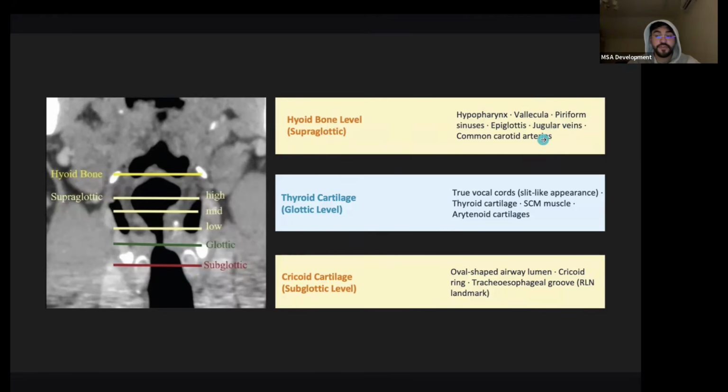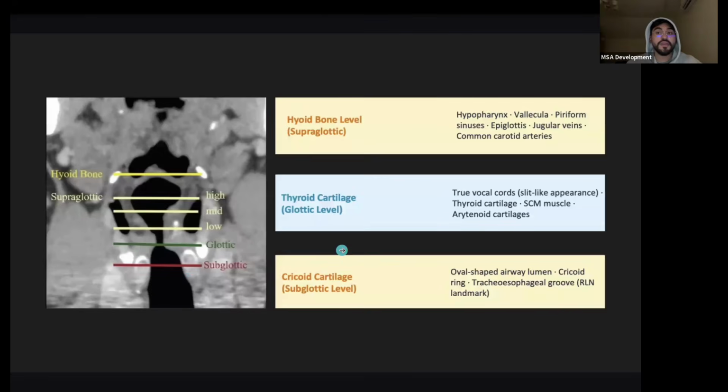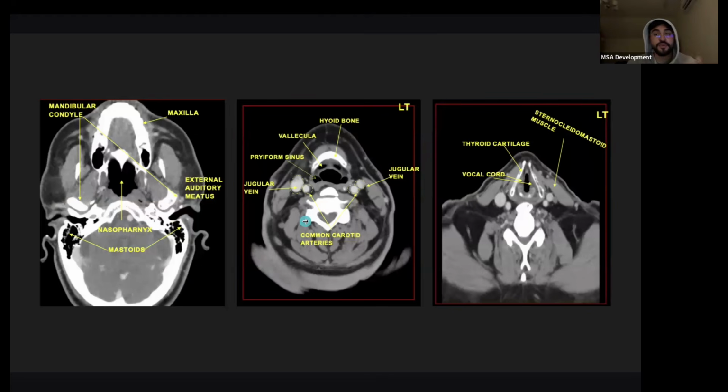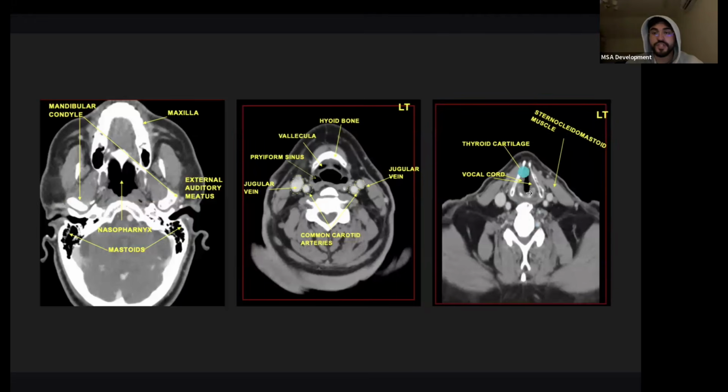Here you can find the jugular veins. If you go back, here you can find the jugular vein, the vallecula, the piriform sinus, common carotid arteries. At the level of the thyroid cartilage, right here, you can find the true vocal cords, sternocleidomastoid. And the cricoid cartilage, which is the subglottic area. Here you'll find the tracheoesophageal groove, cricoid ring, and the oval-shaped airway lumen. Okay, oval-shaped airway lumen. The thyroid cartilage.